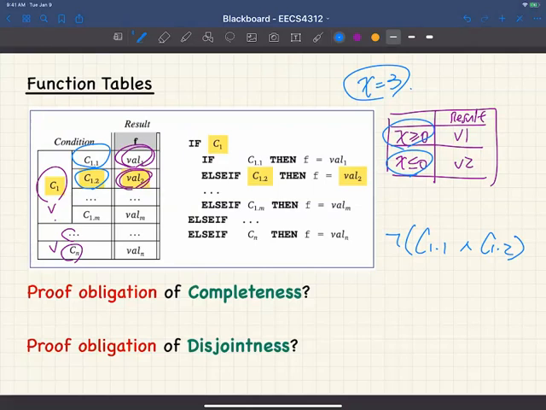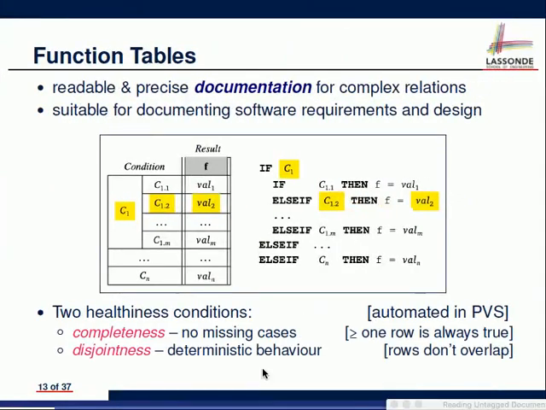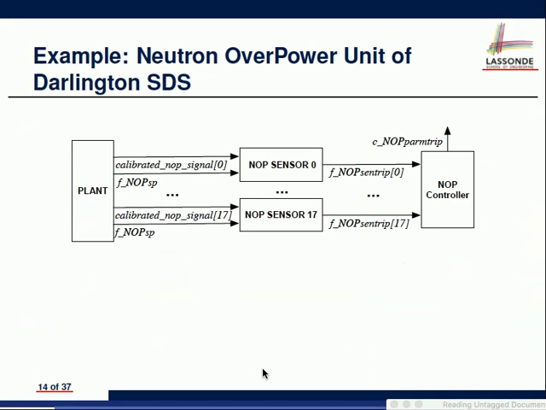Okay, so completeness and disjointness, you're okay. Now let's do an example. This is one of the units in the shutdown system. It's called the neutron overpower unit, NOP for short. Let's go over informally what it is supposed to do, and then tell me if you can imagine how the function table would look.